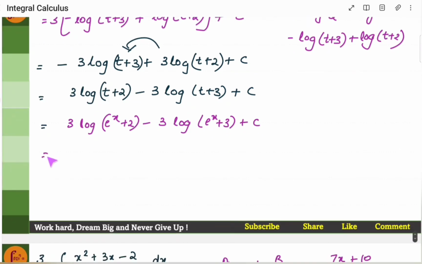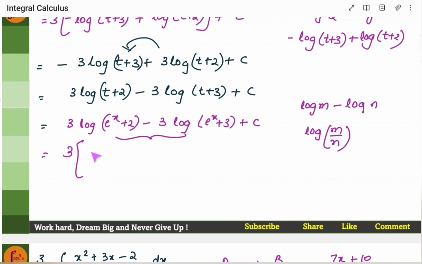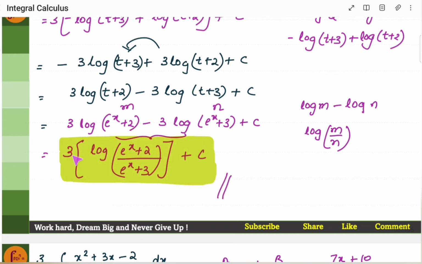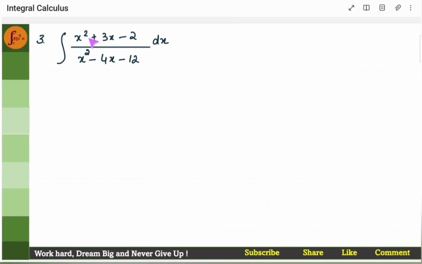c. Now using logarithmic properties, this is of the form log m minus log n. When you have something like this, you can write it as log m by n. So what I will do, I'll anyway take 3 common here, between these two, and I'll write log m by n. So this is like m and this is like n. So I'll write e to the power x plus 2 by e to the power x plus 3 plus c. So this is the answer. 3 into log of e to the power x plus 2 by e to the power x plus 3 plus c. Now let's take another example.